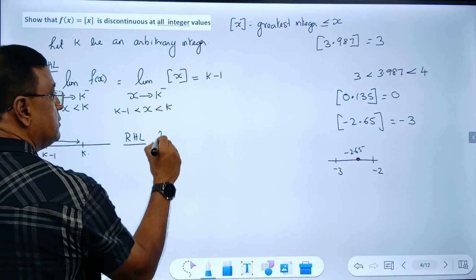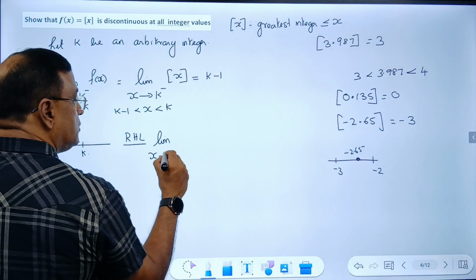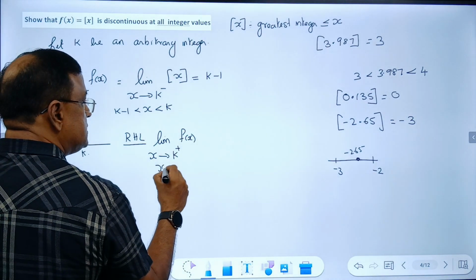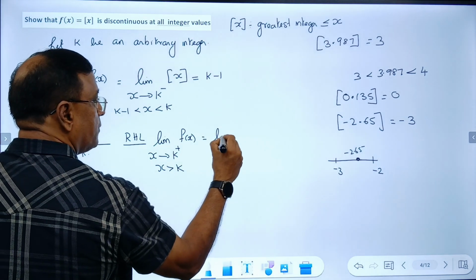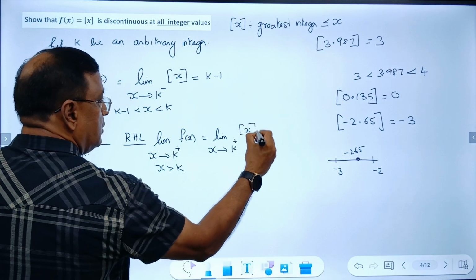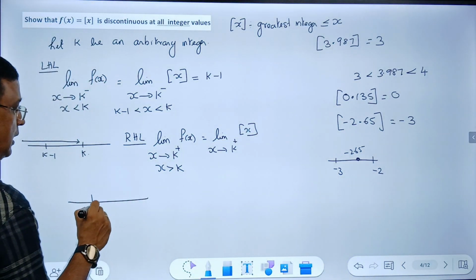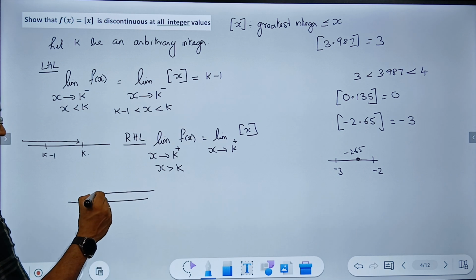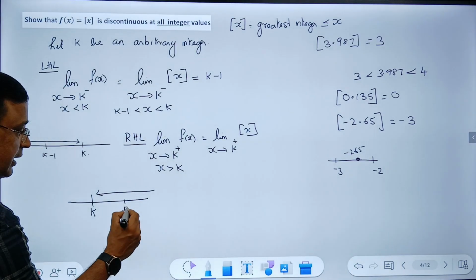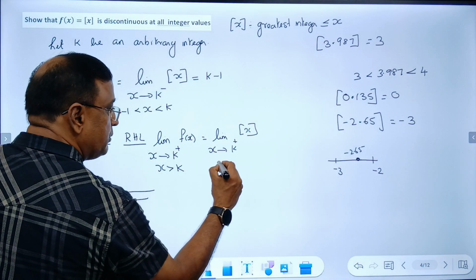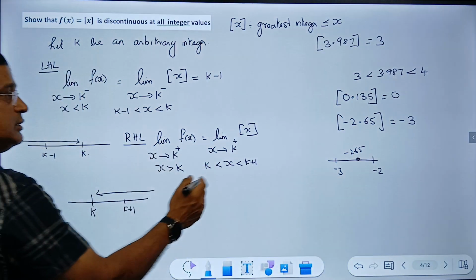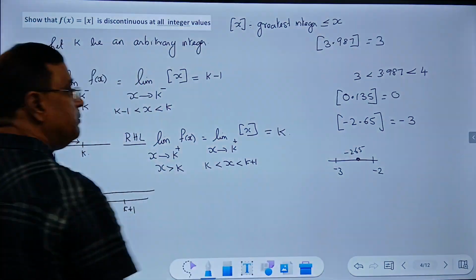Now, what is the right hand limit? Limit x approaches K plus of f of x. K plus means x is definitely greater than K. Now, what is K plus? See, look at this. This is K. X is approaching K from the right hand side. So my value of x will be between K and K plus 1. Which is the smaller integer? The smaller integer is K. So my right hand limit is K.